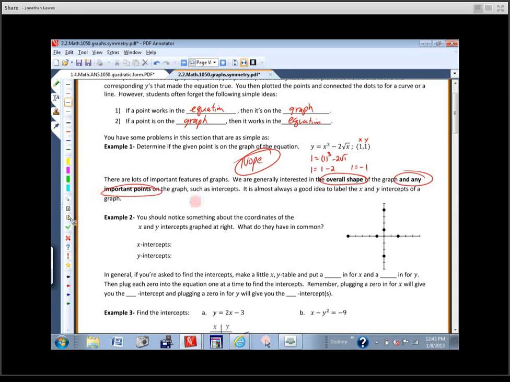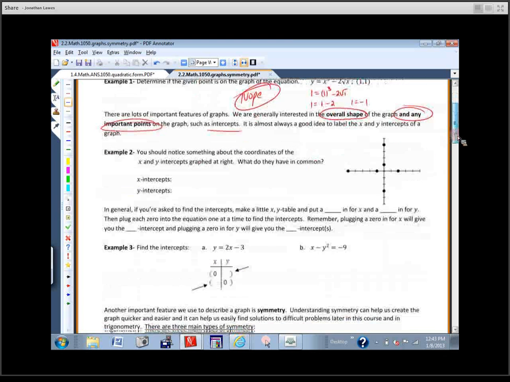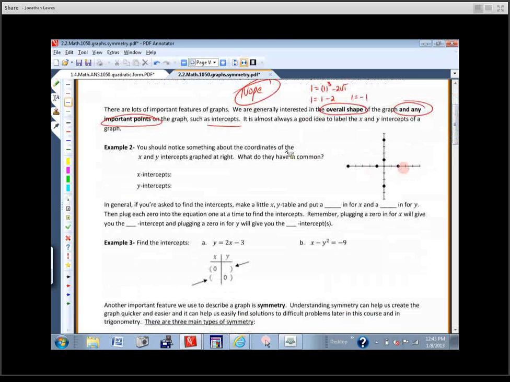And a lot of times we want to know what any of the other important features are. So things like intercepts. Intercepts are pretty darn important. We spend lots of time finding intercepts on graphs because they're usually pretty key features of the graph. So if you take a look at this next part right here, I've got 3 x-intercepts marked on here, and I've got 3 y-intercepts marked on here.